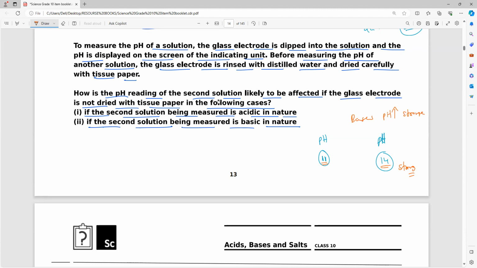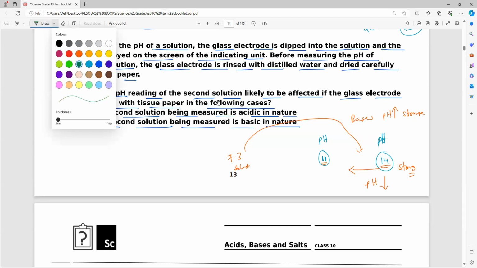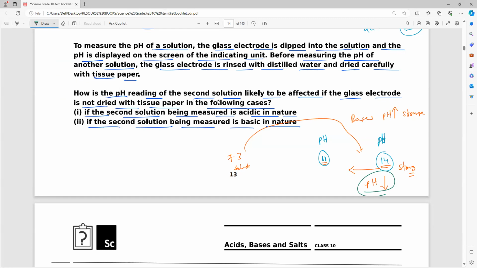Now, after measuring the 7.3 solution, I directly dipped it in the base. So what is happening? Is the pH of the base going to decrease or is the pH of the base going to increase? Anybody? The base is diluting. So is the pH of the base going to increase or decrease? Increase, decrease? Do you understand? Diluting means the pH value decreases.